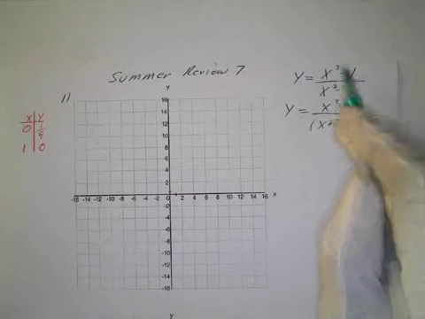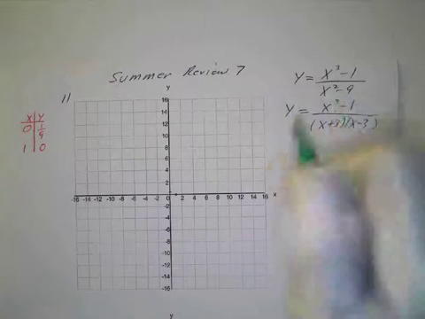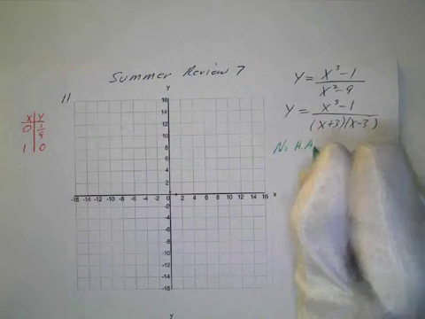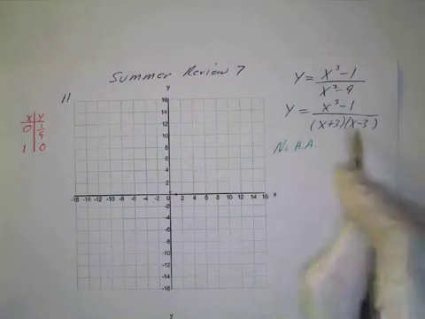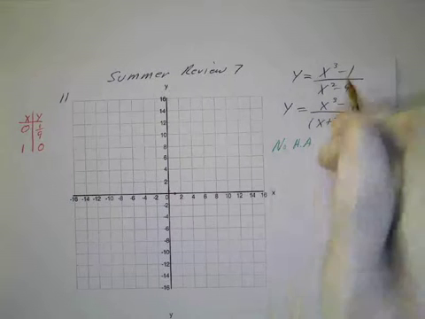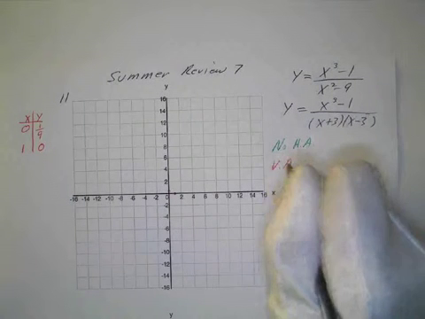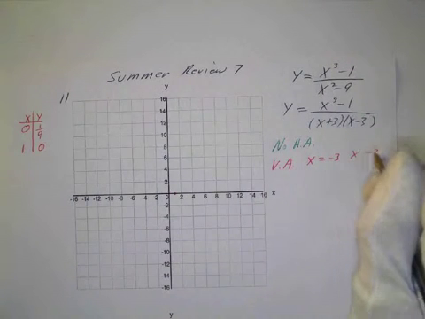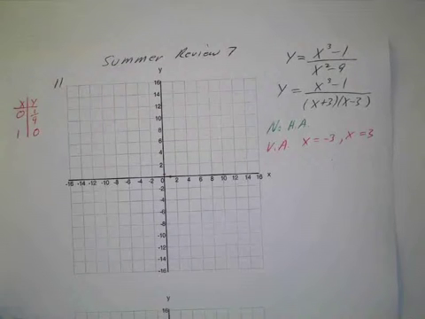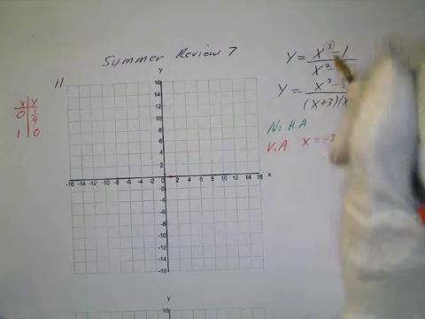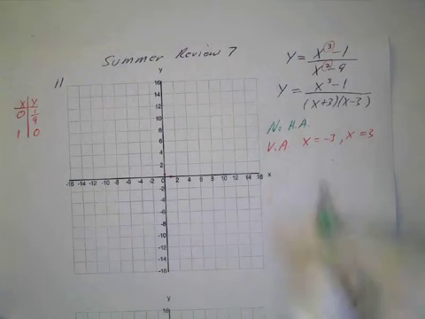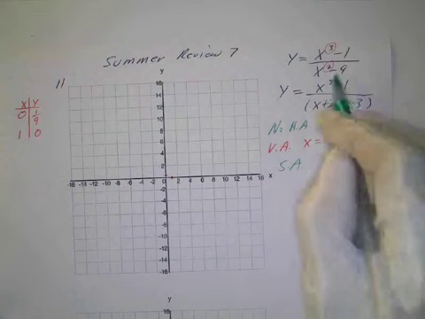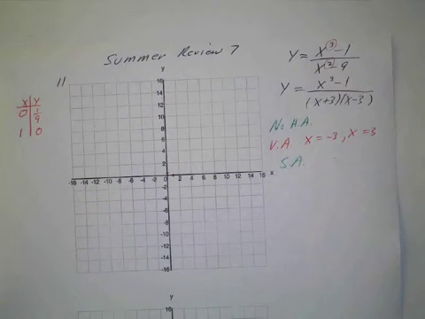The degree of the top is greater than the degree of the bottom, so I have no horizontal asymptotes. I do have some vertical asymptotes, values that make the denominator 0 that don't divide out. So I've got vertical asymptotes at x equals -3 and x equals 3. And notice that the degree of the top is exactly 1 greater than the degree of the bottom. So I do have a slant asymptote, and that's found by dividing the bottom into the top and looking at the quotient without the remainder.